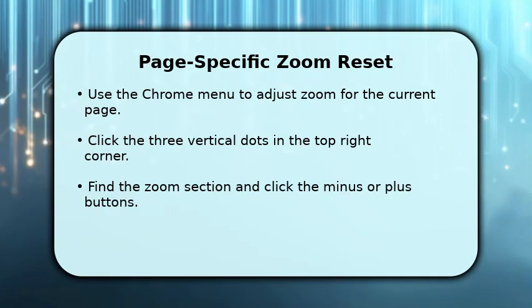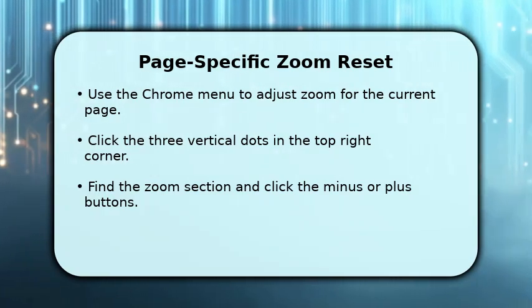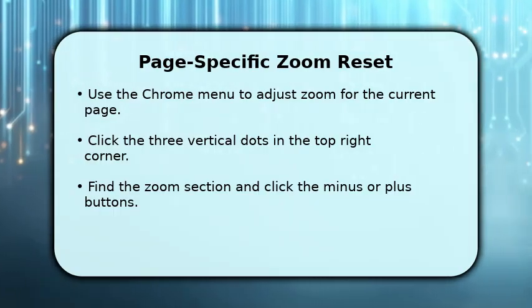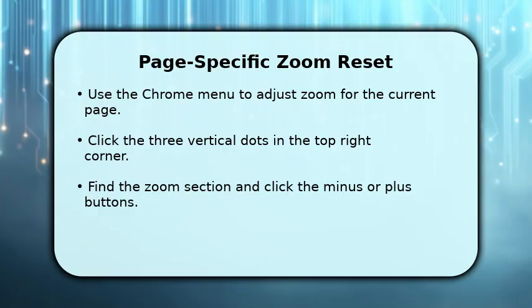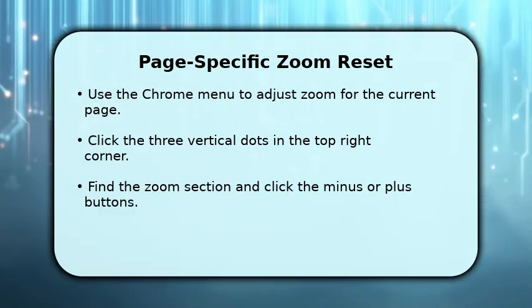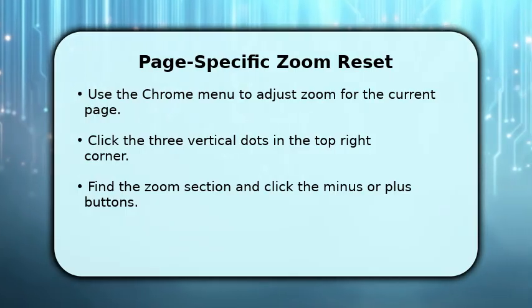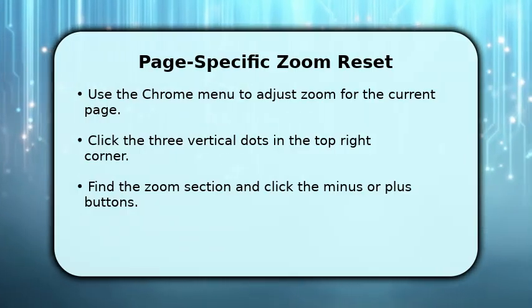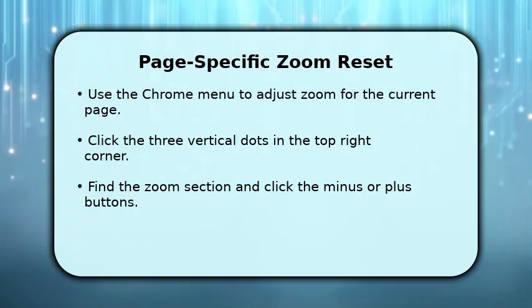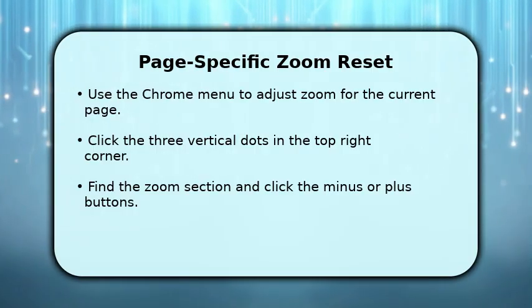To reset the zoom for a specific page, simply navigate to the top right corner of your Chrome browser window. You'll see 3 vertical dots. Click on them to open the menu. Within this menu, locate the Zoom section. Here, you can use the minus or plus buttons to adjust the zoom level. For a quick fix, click the Reset button to instantly return the page to its default 100% zoom.